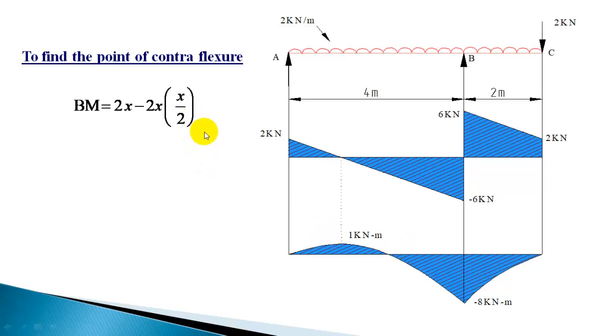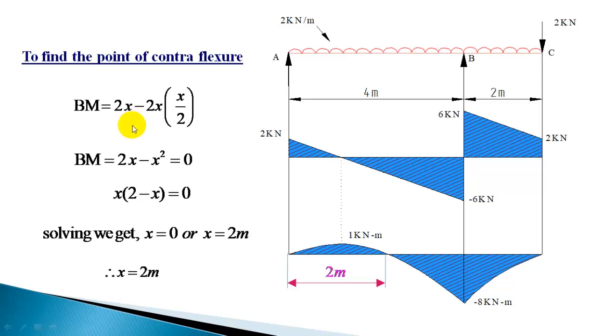At this point the bending moment is 0. So equate that to 0, which will give the value of x. It is 2x minus x square. Equate that to 0. x is a common factor. x into 2 minus x is equal to 0. Either x should be 0 or 2 minus x has to be 0. So x is 0 or x is equal to 2 meter. 2 minus x 0 means x is 2. These are the solutions for this equation.